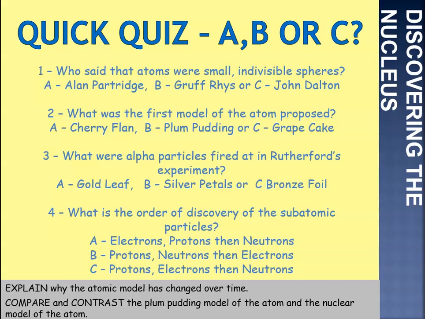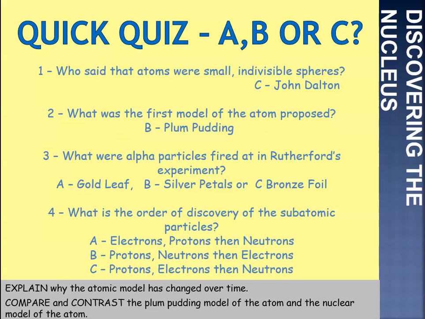Okay, question 1. Who said that atoms were small, indivisible spheres? Was that A, Alan Partridge, B, Gruff Rhys, or C, John Dalton? Correct answer C, that was John Dalton. Question 2. What was the first model of the atom proposed? Was it A, the cherry flan, B, the plum pudding, or C, the grape cake? Correct answer there is the plum pudding model.